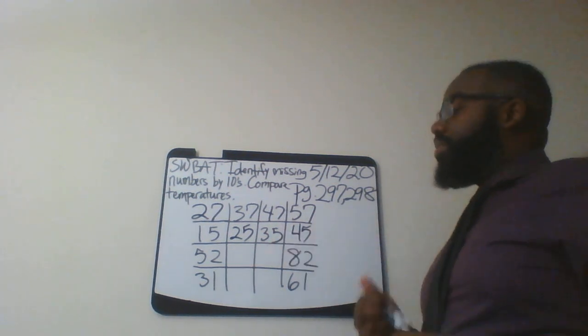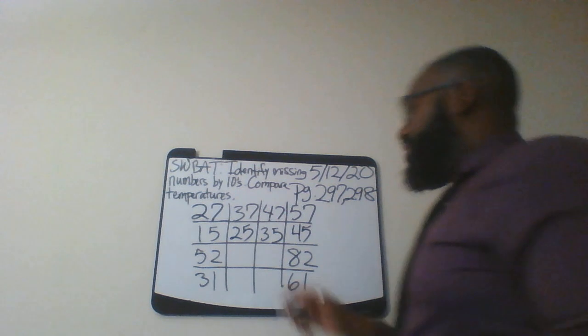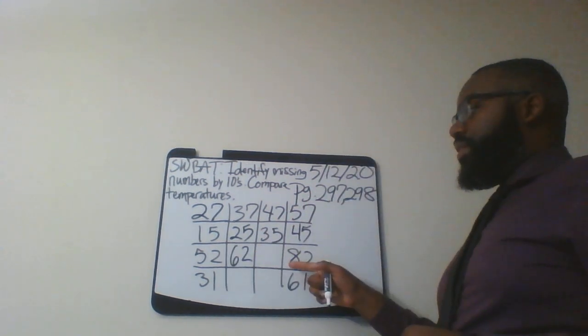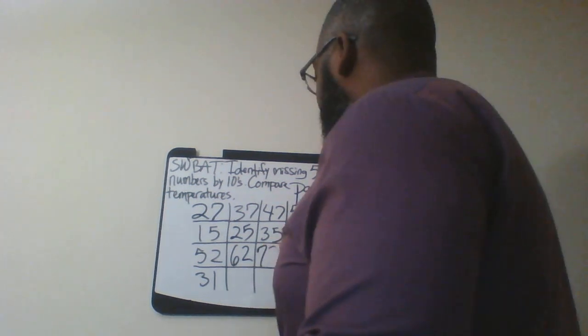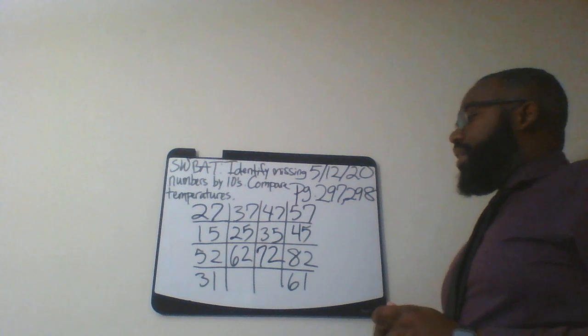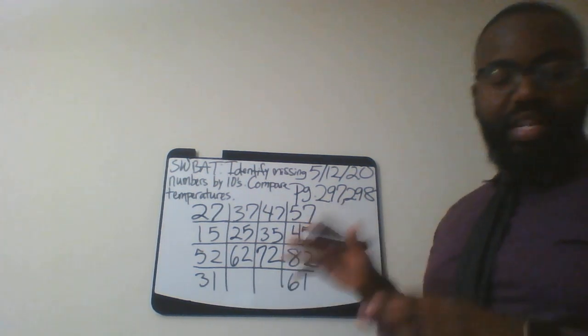Let's move on to the next one. Here we have 52. Then comes next 62. That is correct. And then 72, 82. So 52, 62, 72, 82. And then you have 31 and then a number by tens. So that's how you complete number 2.